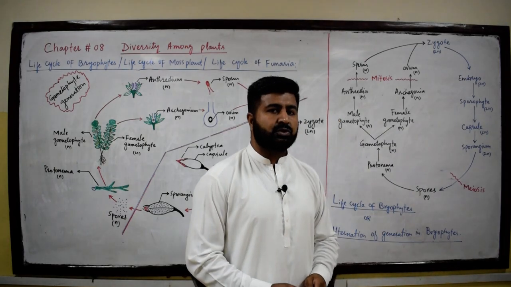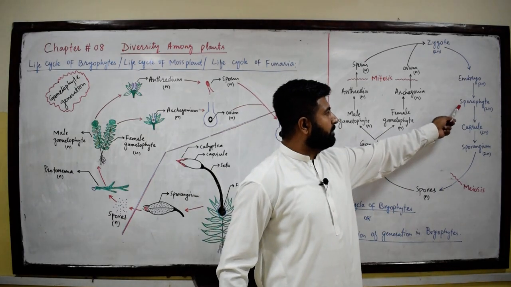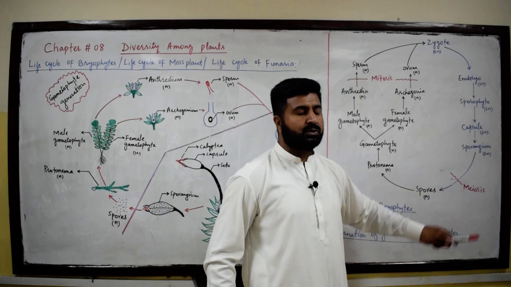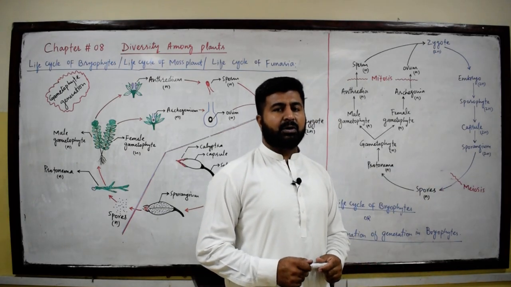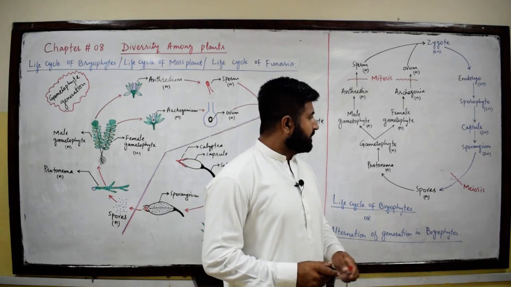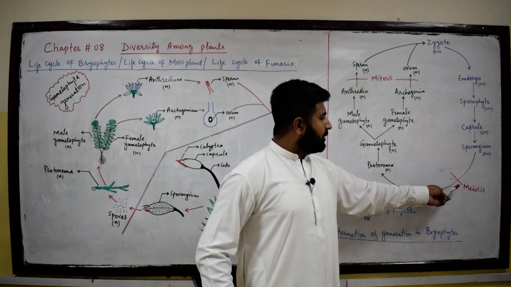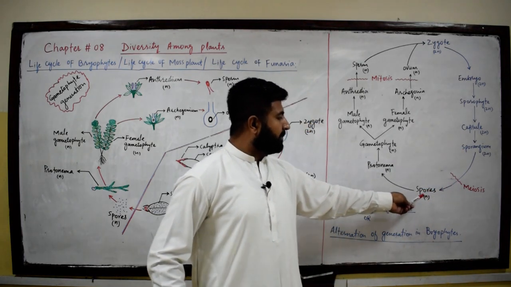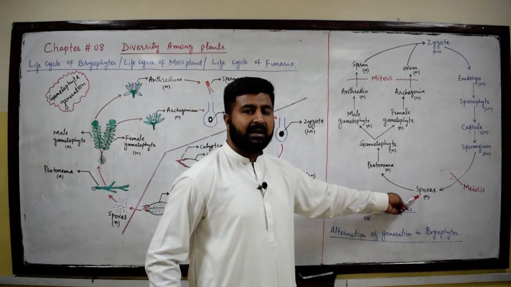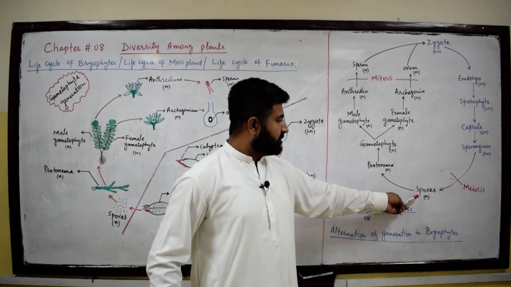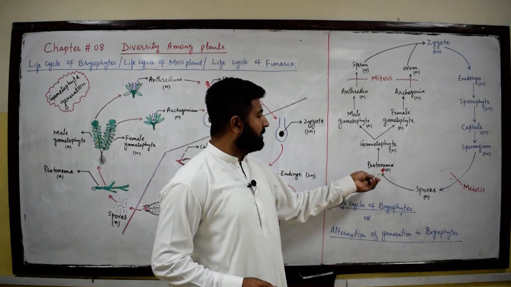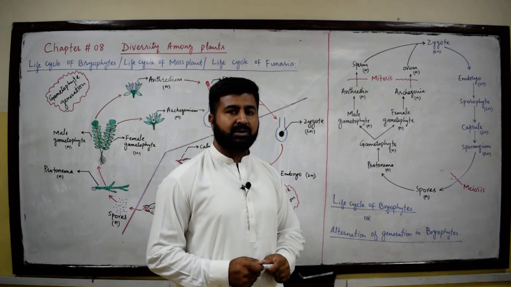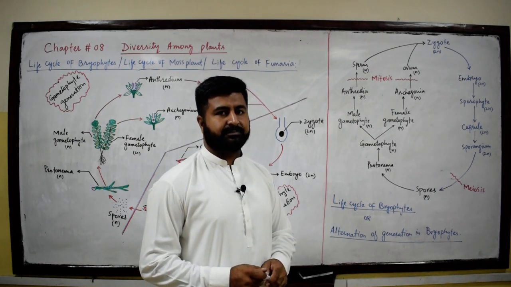Embryo develops into sporophyte. The sporophyte, when mature, produces capsule and sporangium. Sporangium contains spore mother cell, which is a diploid cell that undergoes meiotic division and produces spores, which is the first cell of the gametophyte generation. The spores produce a thread-like structure called protonema, and protonema develops into the gametophyte.